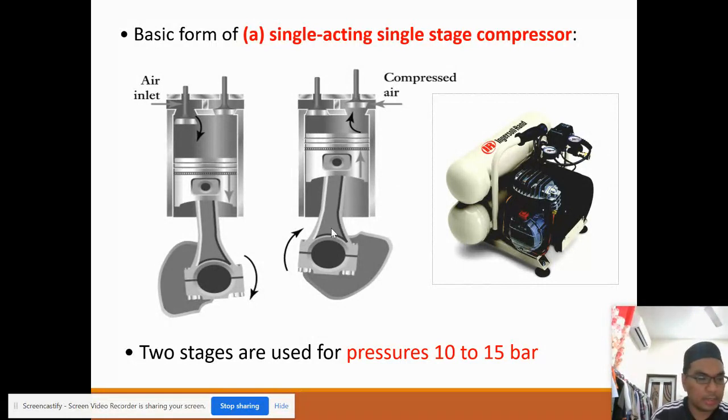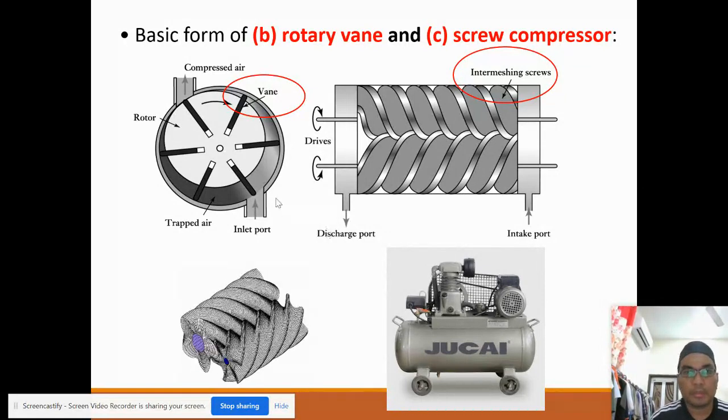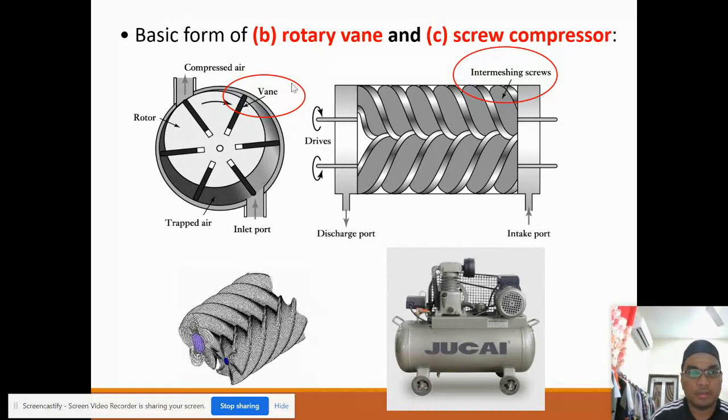There's another type called a rotating piston. It has about 12 bar in a single shot, but in multi stage it can produce up to 140 bar as pressure to the actuator system. The next one is the rotary vane.